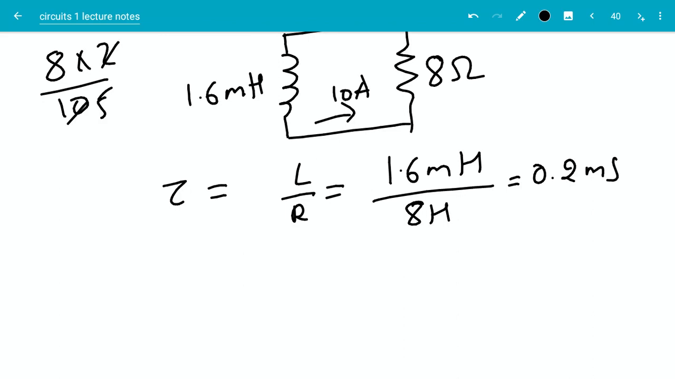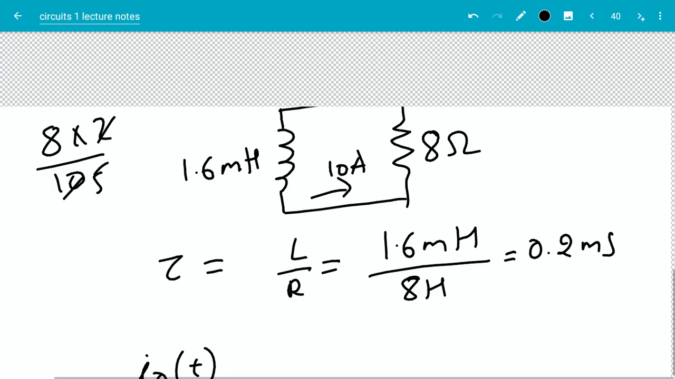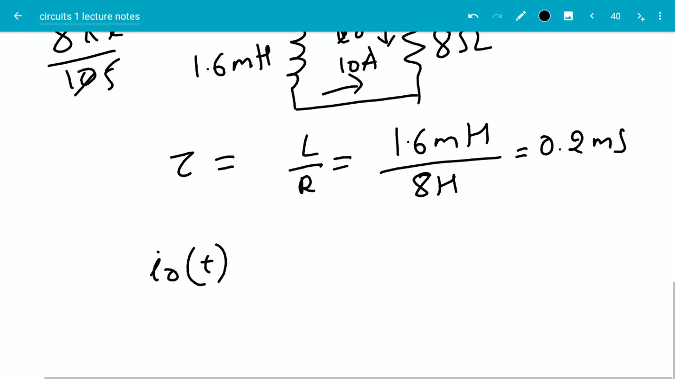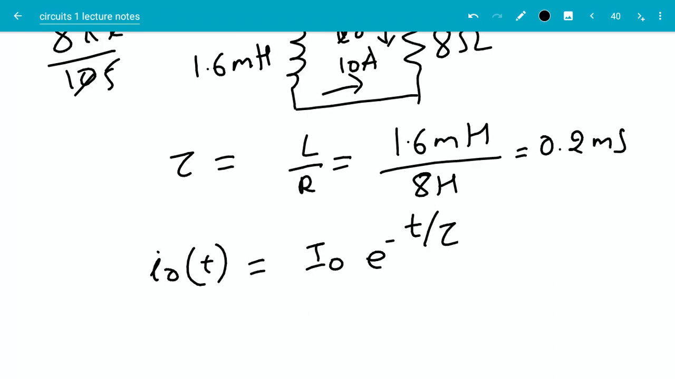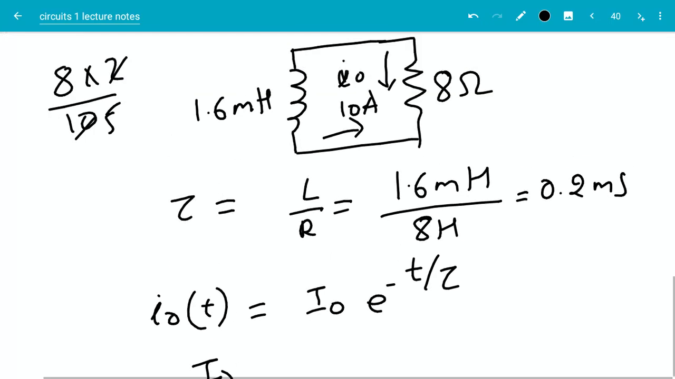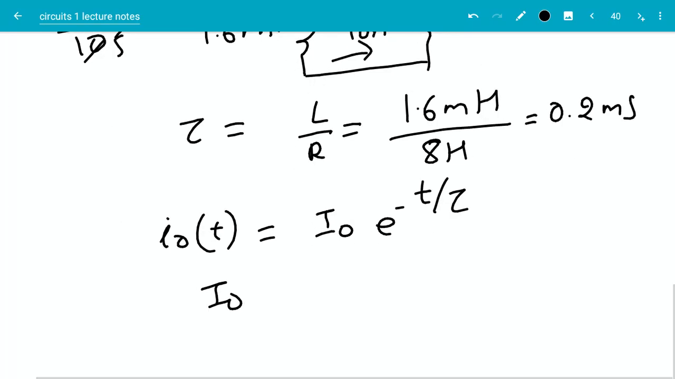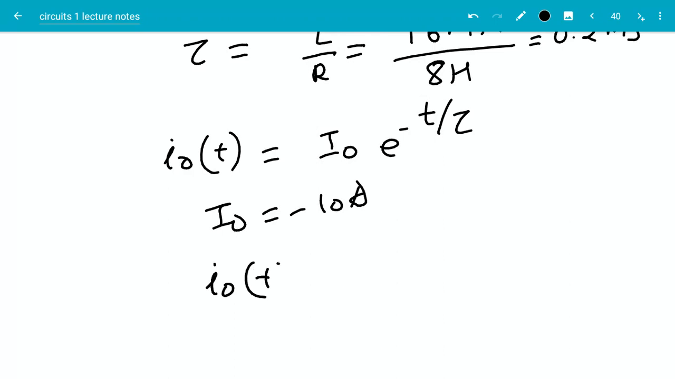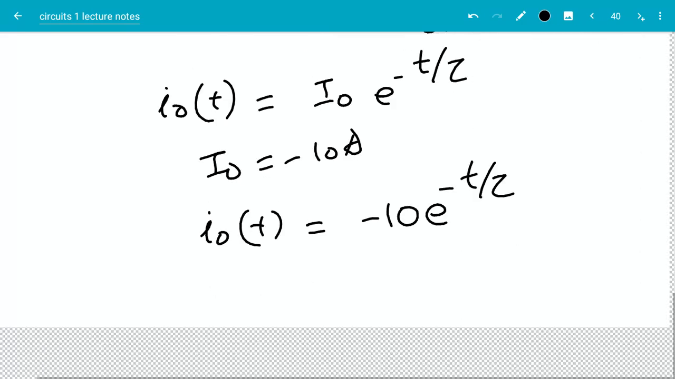Now they're asking for IO of t, where IO, as labeled in the circuit, is in this direction here. So IO should be equal to I0 times e to the minus t over tau. And I0, according to the direction of IO, should be minus 10. So IO of t is equal to negative 10 times e to the minus t over tau. So that's part A.